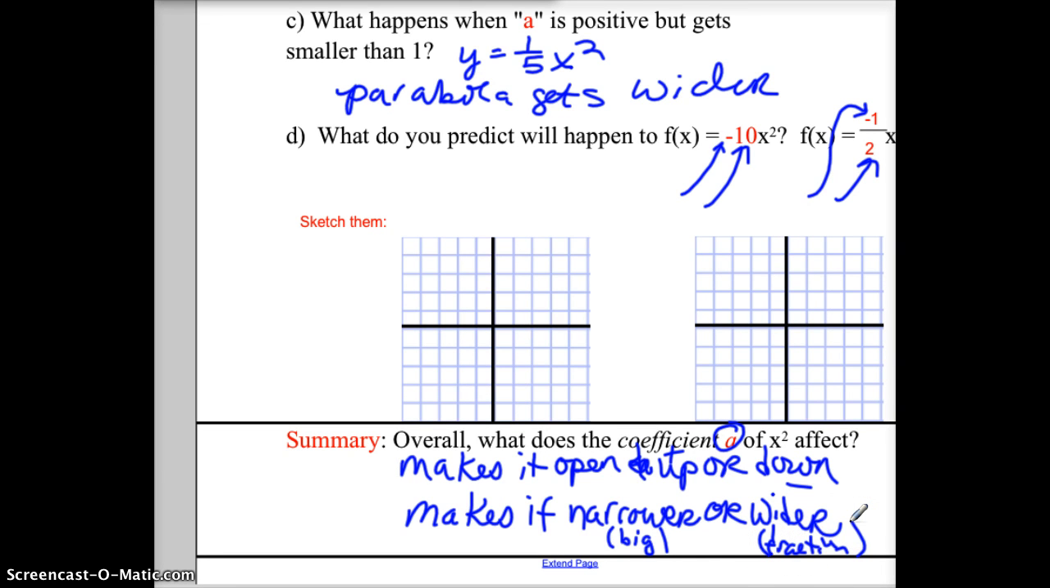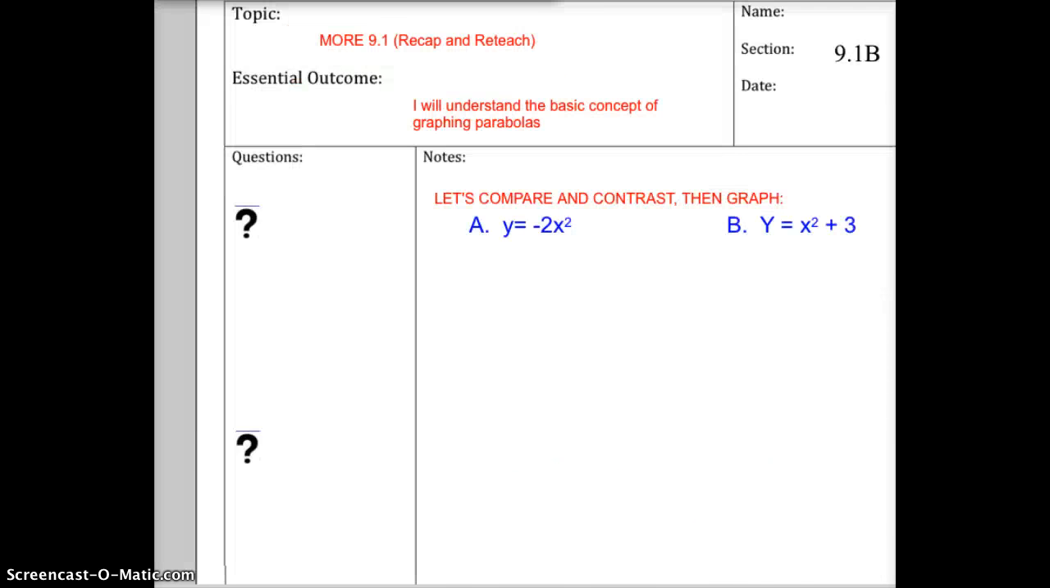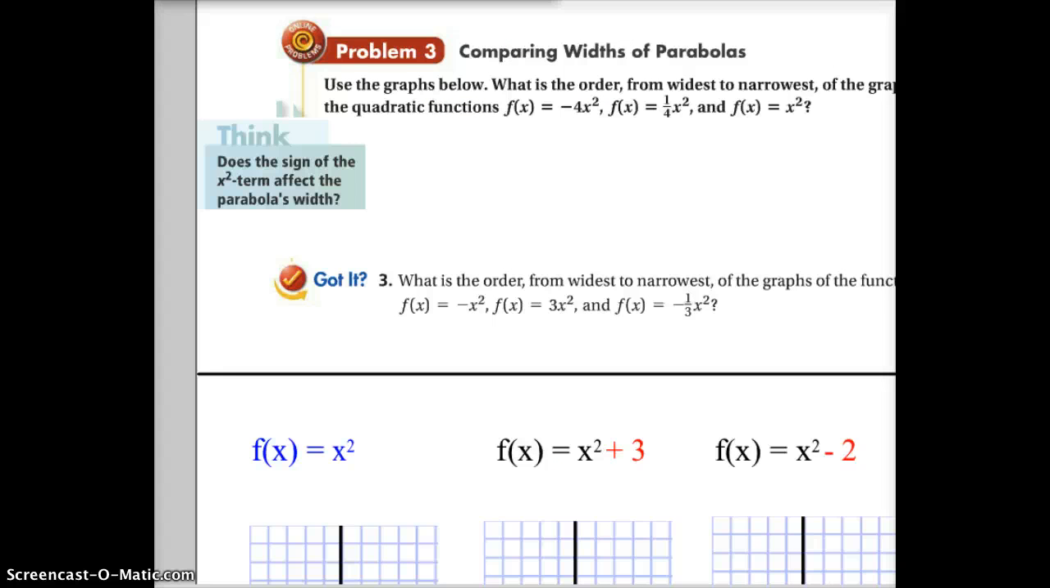All right, I want to get these done here quick, so I'm going to go kind of fast through the last page here. So right here it says order these from widest to narrowest. Keep in mind the negative just makes it flip over. So here's our parent function, okay? This 4 is going to cause it to get stretched 4 times its height, and it's going to be tipped over. This one's going to be very narrow.